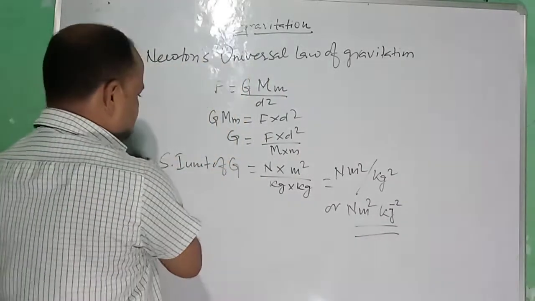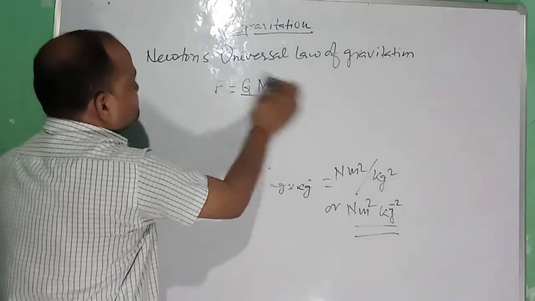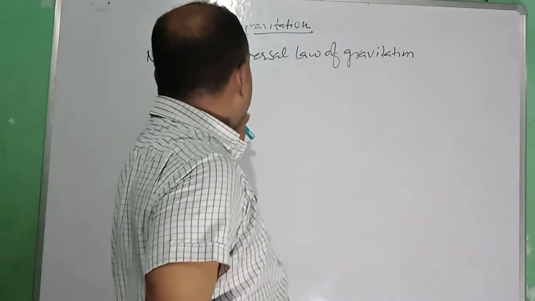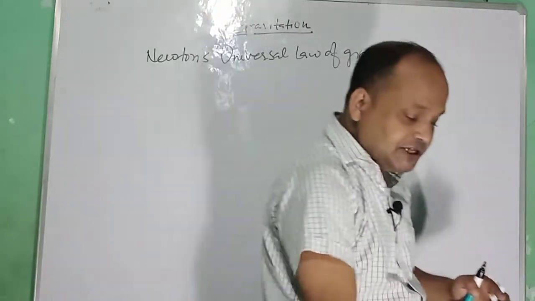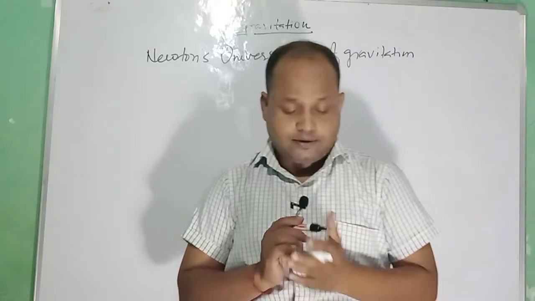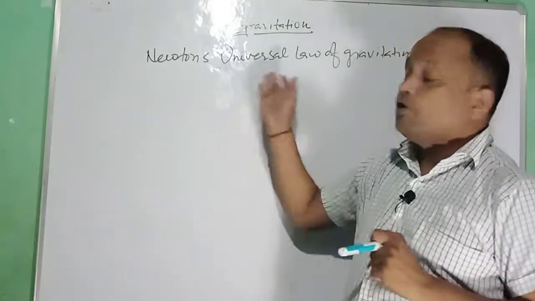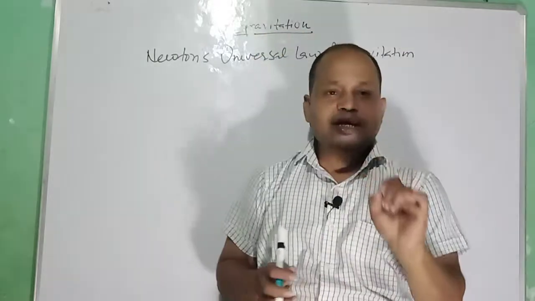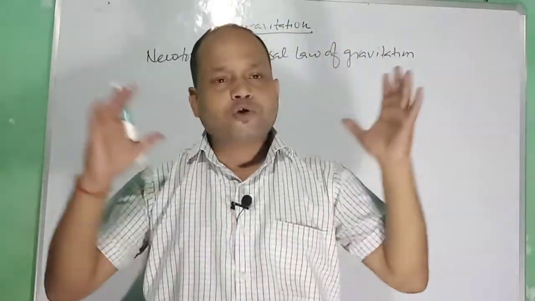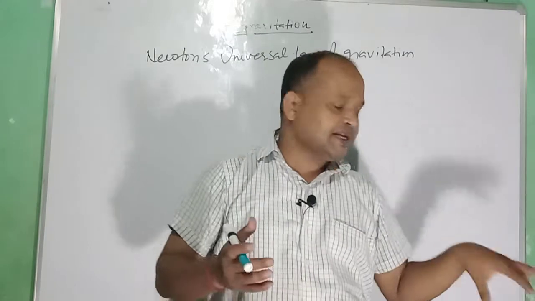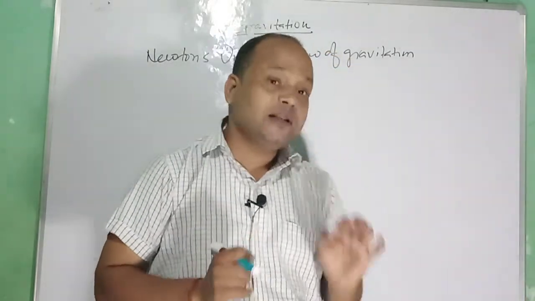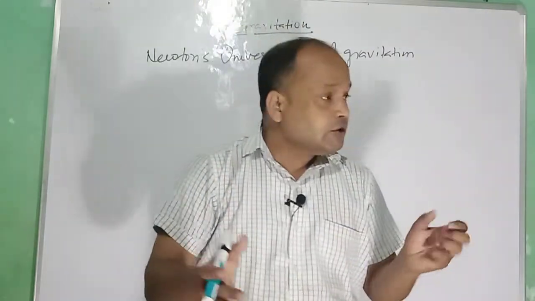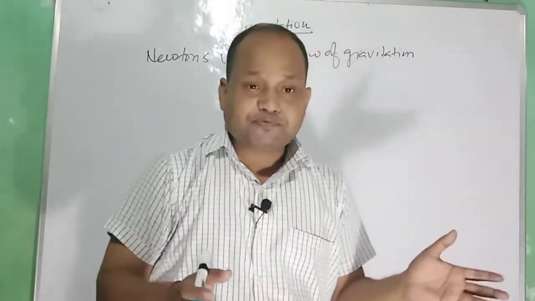Now why is this law of gravitation called the universal law of gravitation? It is called the universal law of gravitation because it is equally applicable to all the objects of this universe, whether it is terrestrial or celestial, whether it is microscopic or gigantic, whether the object is in solid, liquid or gaseous form.